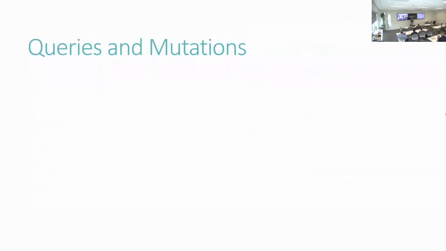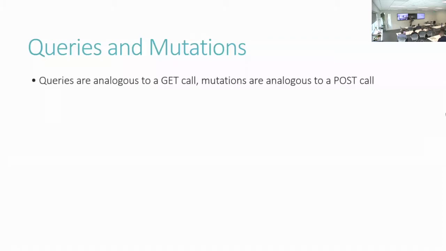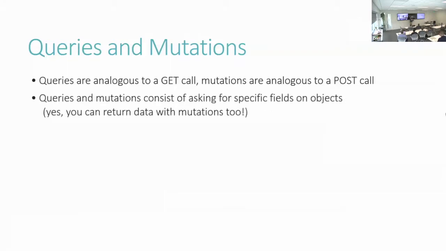So, all right, queries and mutations. These are the two base concepts of a GraphQL query. One way to look at it is queries are analogous to a GET call, and mutations are analogous to a POST call. Behind the scenes, it operates almost exclusively on HTTP posts, but just for the purposes of the analogy, if you're trying to read data, use a query. If you're wanting to write data, use a mutation. And the two are really quite similar syntax-wise.